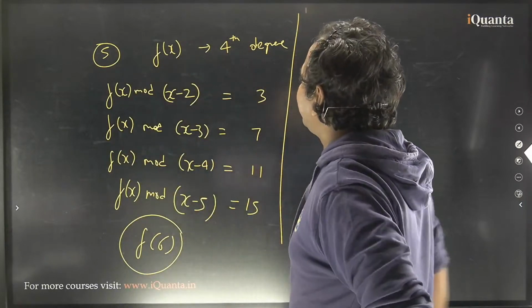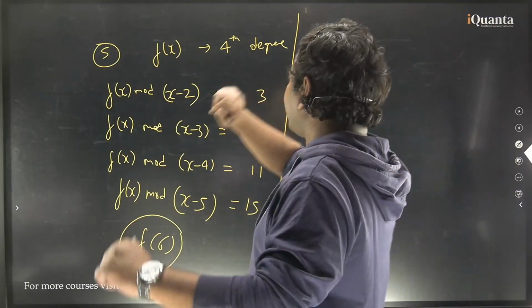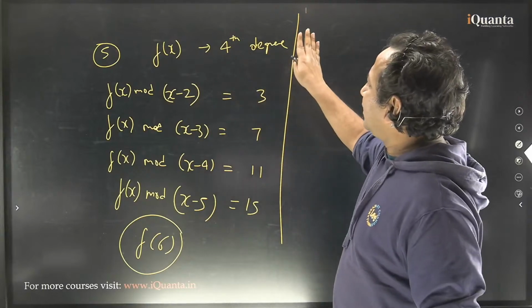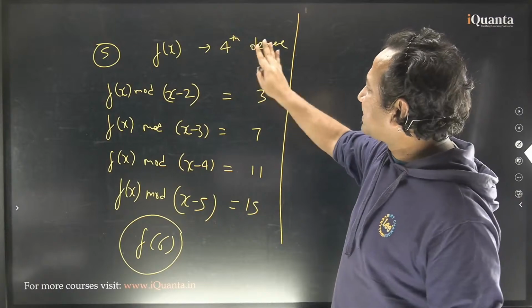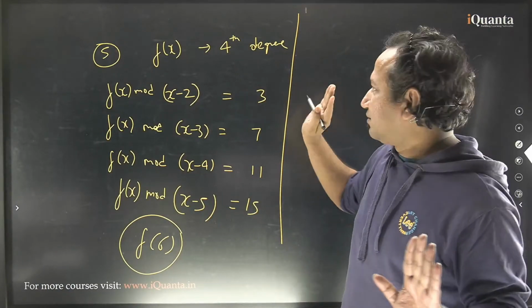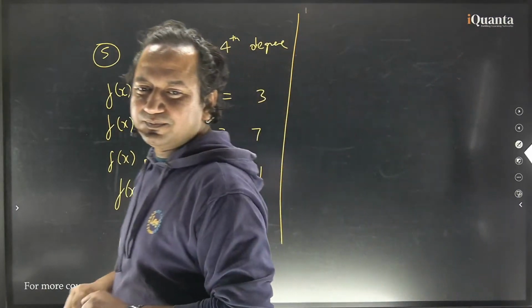So what has to be done? What has to be done? Here one more condition is given. It will say that the coefficient of the highest power of x is 1. It will be stated like this, so the value of a will be 1.